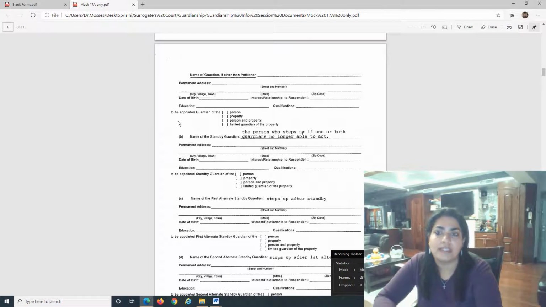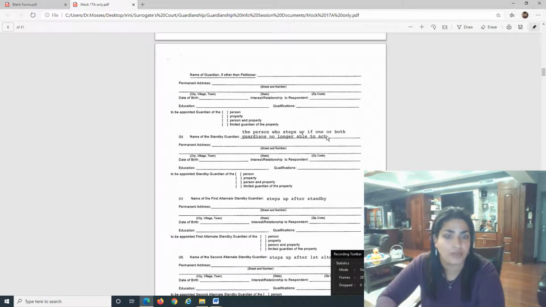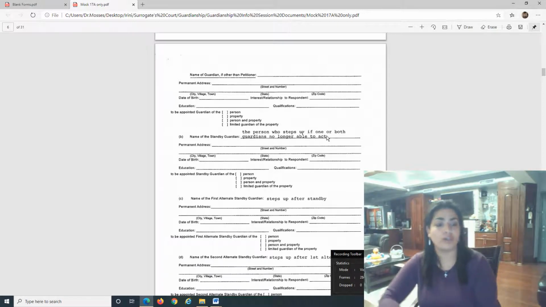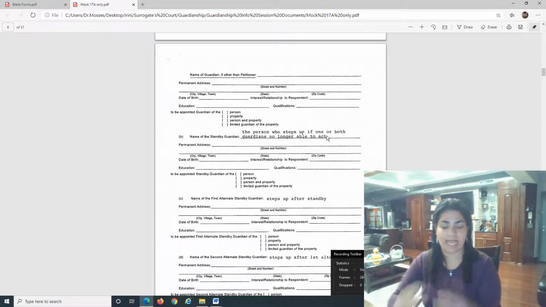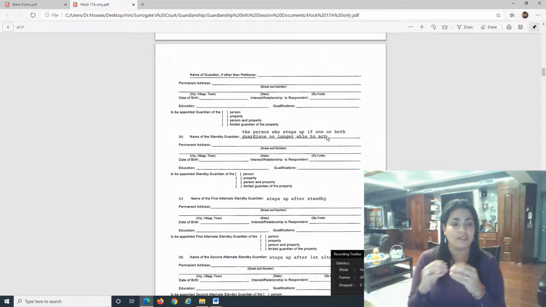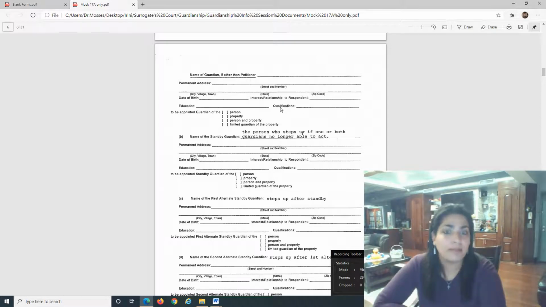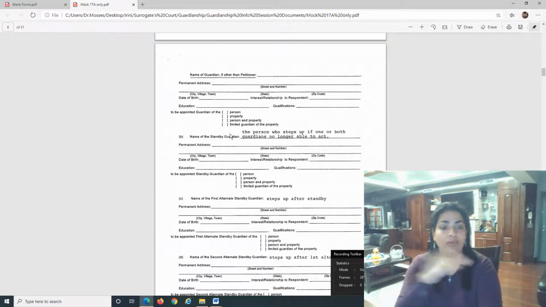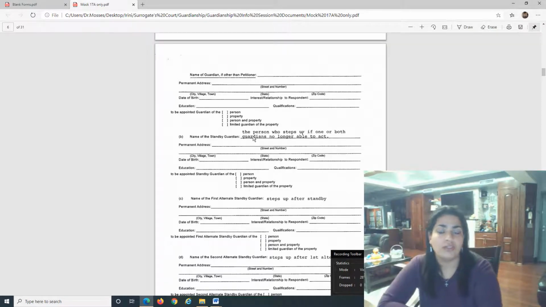Next section is now the standby guardian, okay? So the standby guardian is the person who steps up if one or both guardians are no longer able to do so. So if you're petitioning for co-guardians, 2 people to act together, one of them is still the guardian even if one passes away or is not able to act. The standby guardian only steps up when there are no guardians available. So if both guardians have passed away or they're no longer able to serve, then the standby can step up.